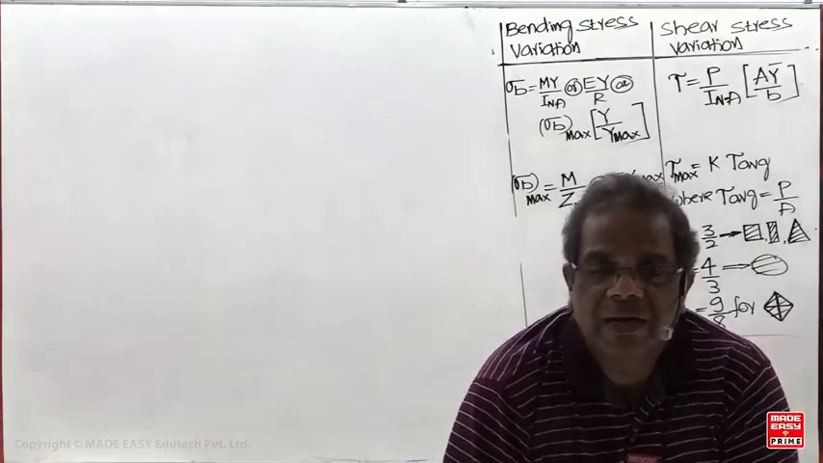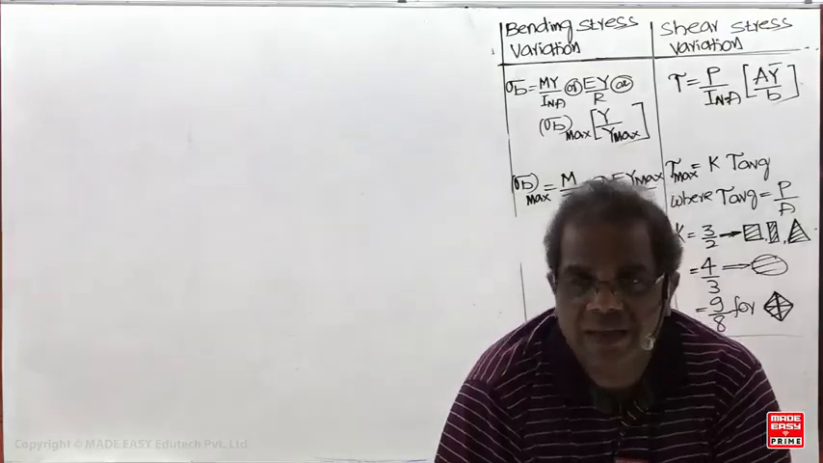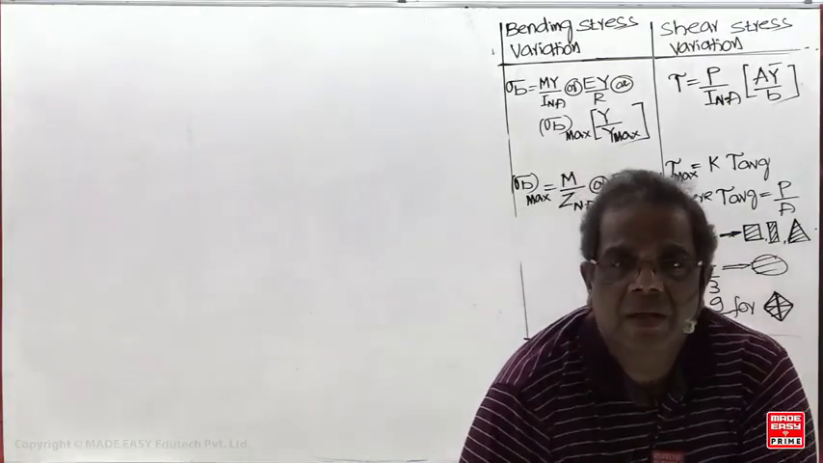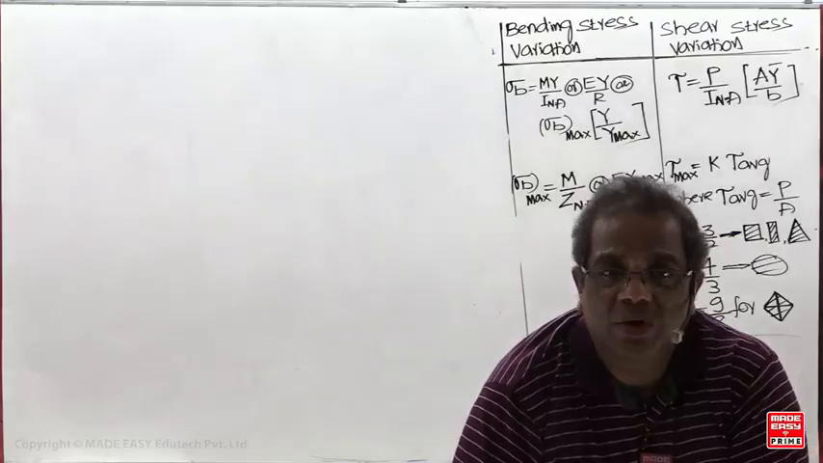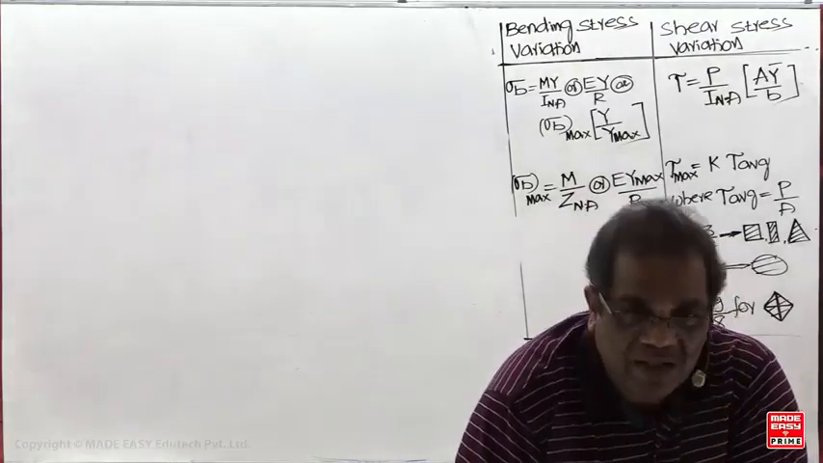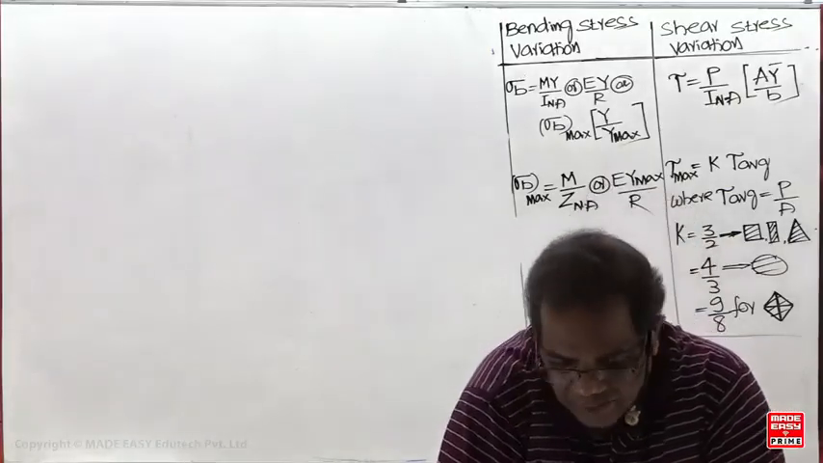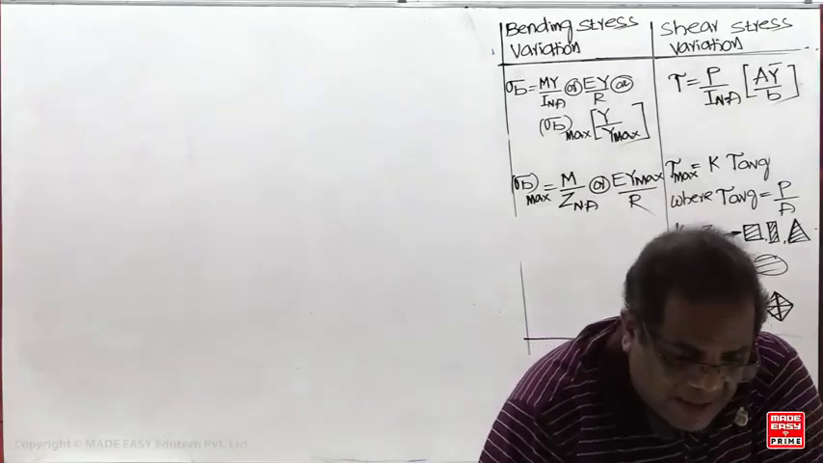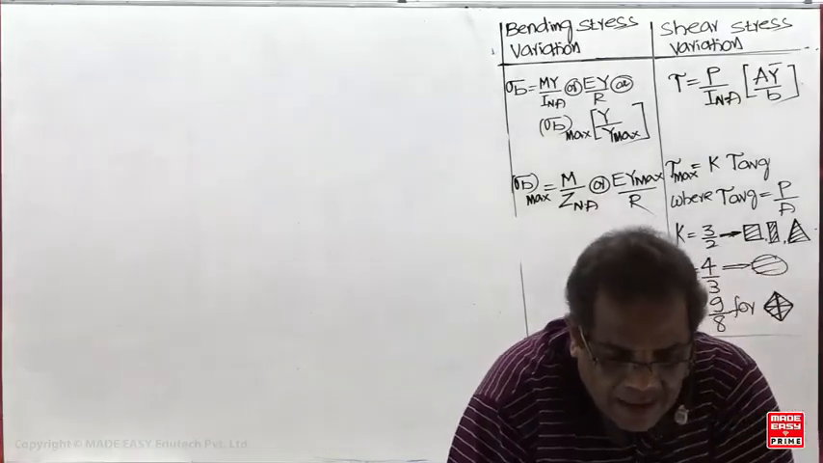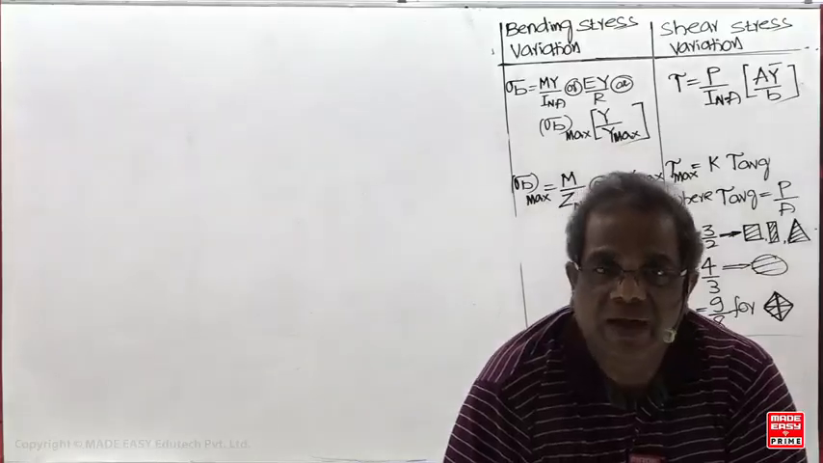That is, sigma x is equal to sigma b max, and sigma y is equal to tau xy is equal to 0. Hence, Mohr's circle becomes tangential to the y-axis.